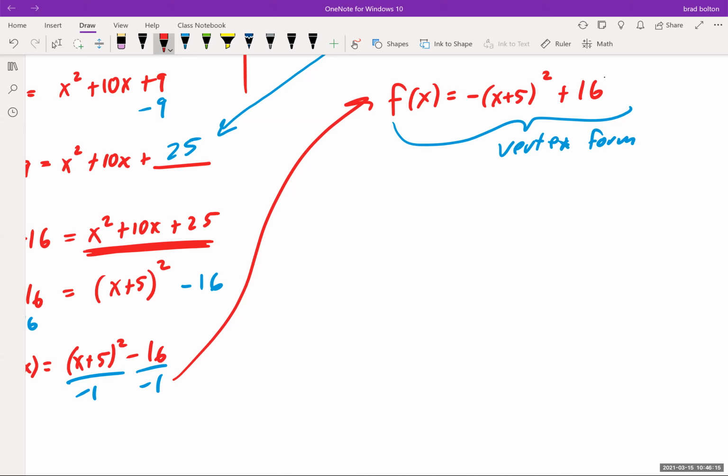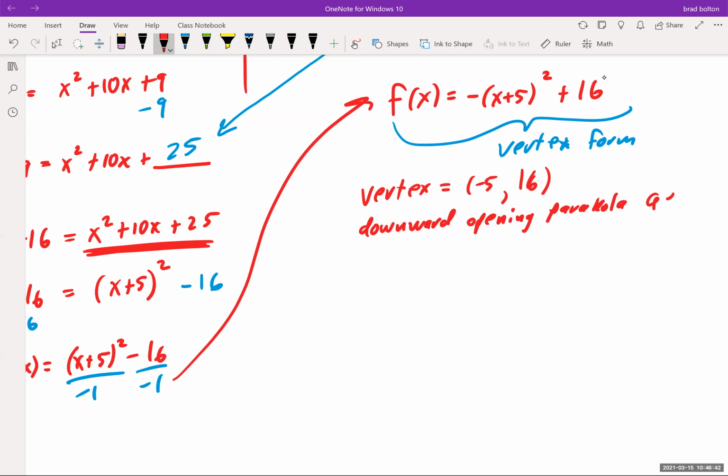Okay, so what I'm going to do now is find the vertex, because that's what it tells me how to do very quickly. So the vertex is equal to -5, because you always take the opposite, and then plus 16. Okay. We know that it is a downward opening parabola, since a is less than 0, right? Because this is my a right here, that -1. That's really a -1, and that's less than 0, so we know it's downward facing.